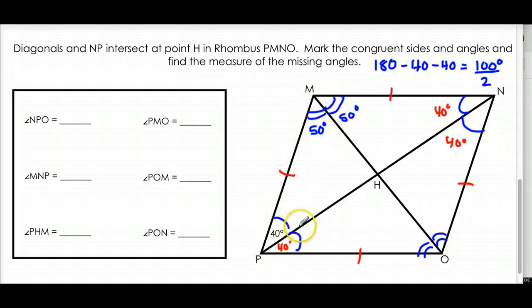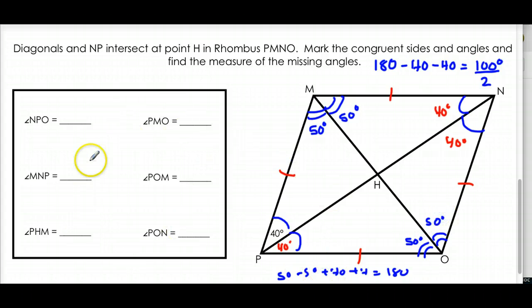And once again, let's see if this makes sense. P and M should be supplementary. So if I add 50 plus 50 plus 40 plus 40, that should be 180 degrees. And sure enough, that's true. Now once again, these are also 50, 50, and 50. And that's how it's done.